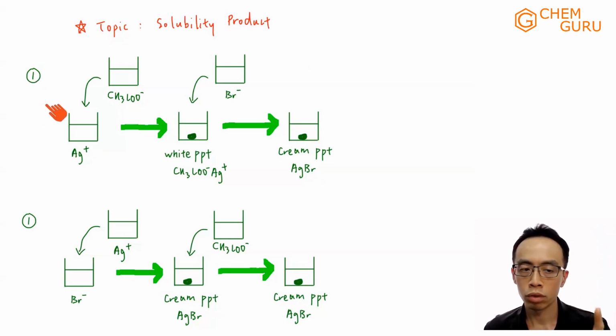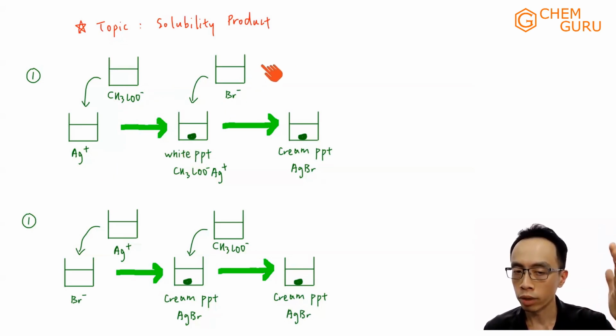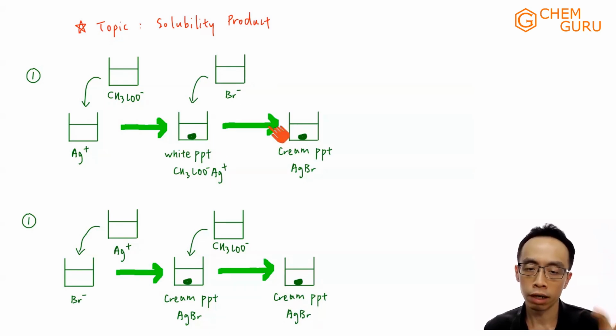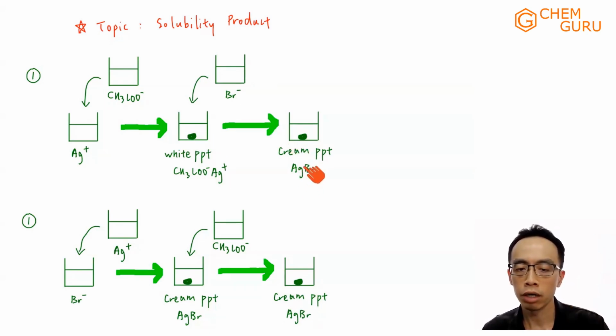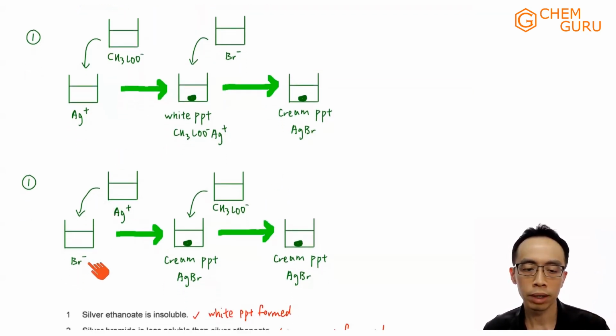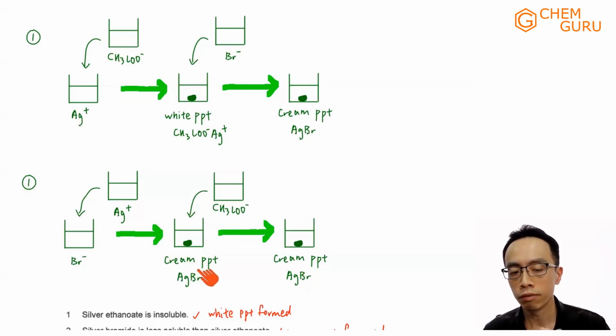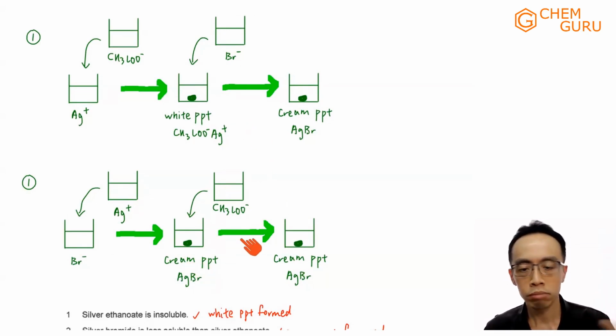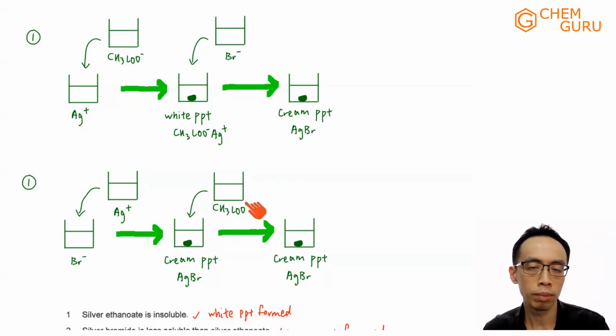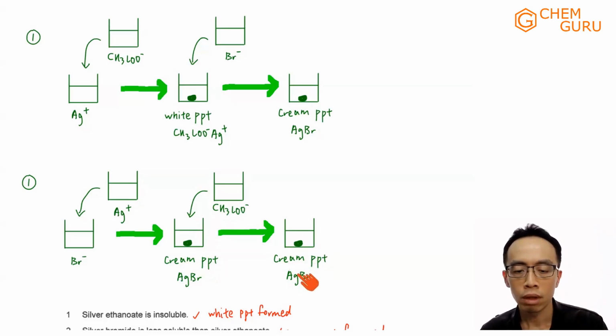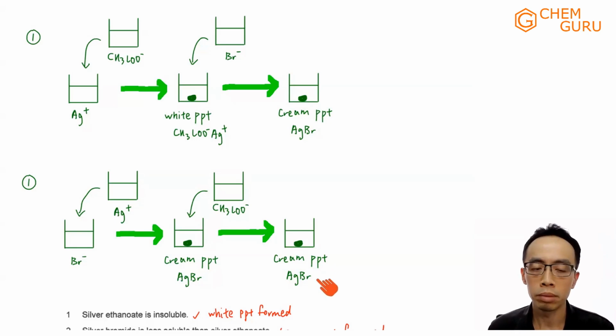In scenario 1, based on student 1, add CH3COO- to Ag+, I get a white PPT. And then when you add Br-, the white PPT will dissolve and I form a cream PPT involving AgBr. The white precipitate will be silver ethanoate. The cream PPT will be silver bromide. Now in scenario 2, when you add Ag+ to Br-, straight away we will get cream PPT for AgBr. When you add ethanoate, nothing happens. Your CH3COO- is not able to replace the Br-. I will still get AgBr as the PPT.